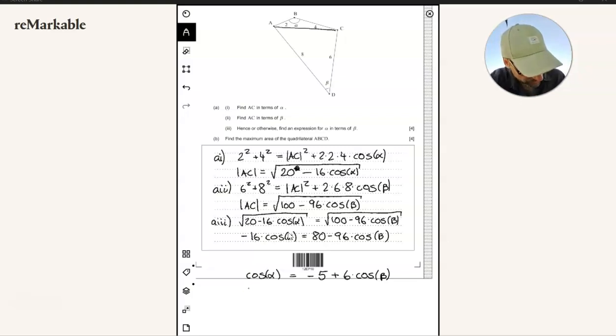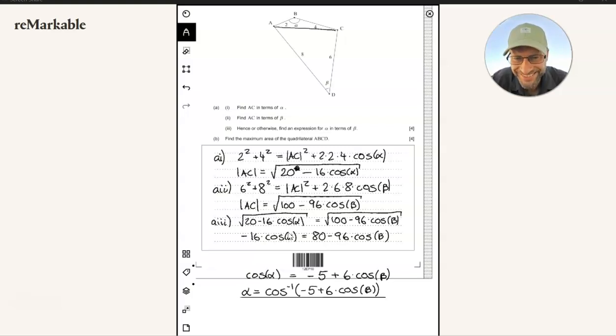So it actually works. We can say that alpha is equal to the inverse cosine, arc cos, if you like, of -5 plus 6 times cosine of beta. And that's for question A, which is a pretty nasty expression already. But then question B says, find the maximum area of the quadrilateral.